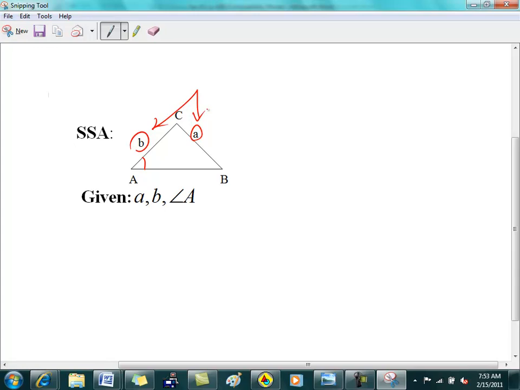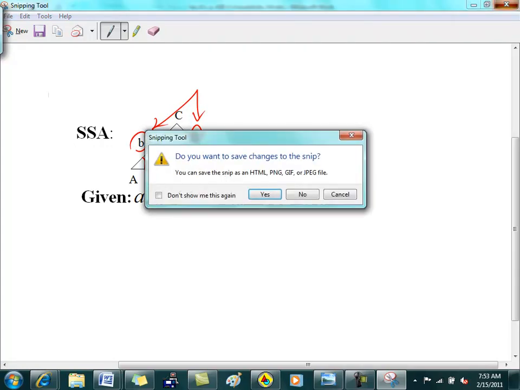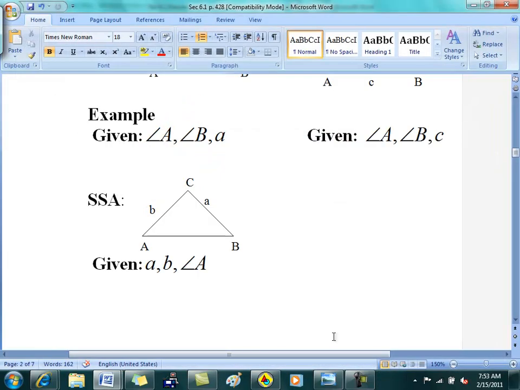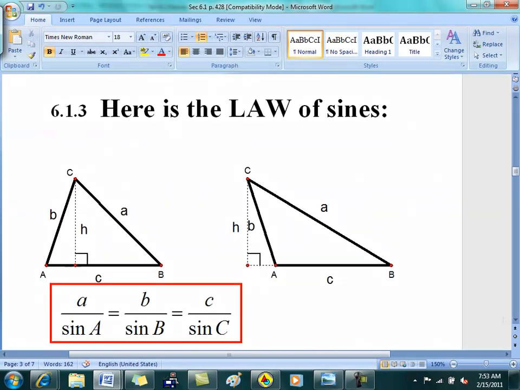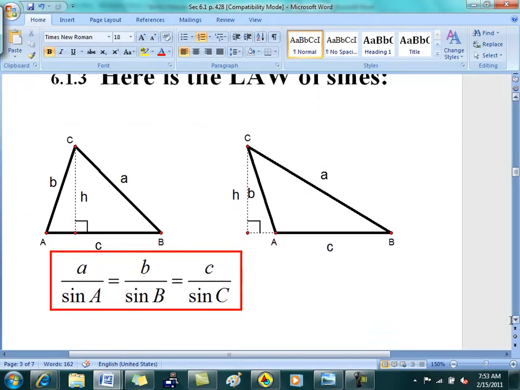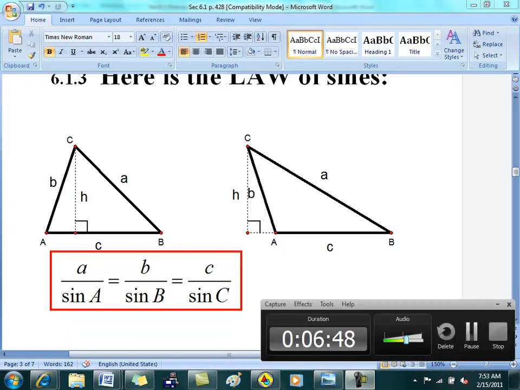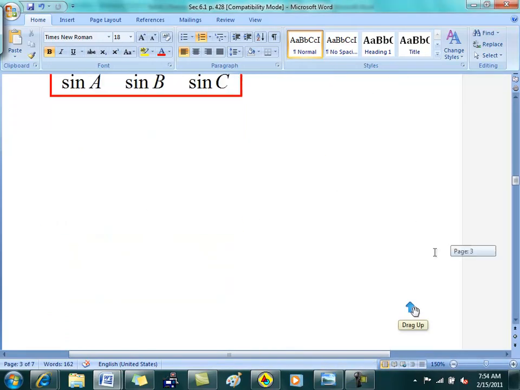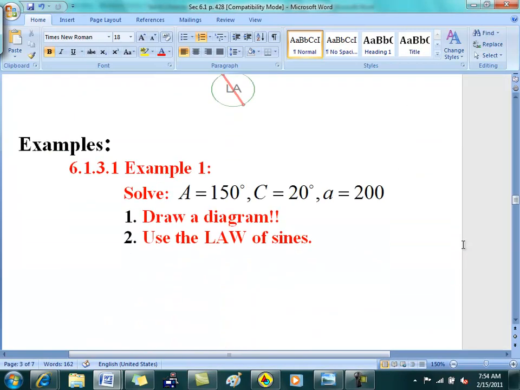All right. Okay, let's talk about how we solve problems for different conditions. So first of all, here's the law of sines. Okay, I'm going to pause that and kind of let you get that. Okay, let's go apply.